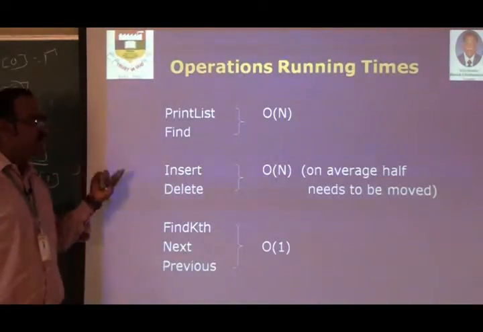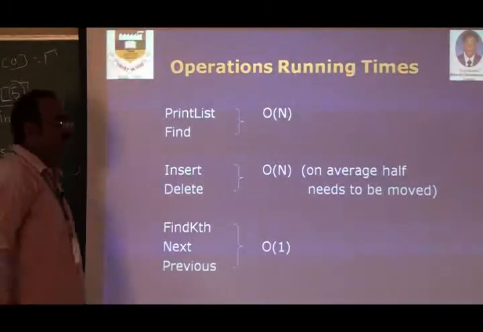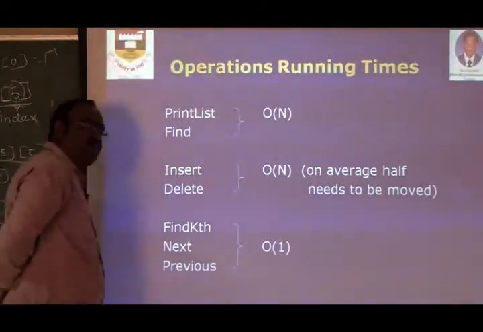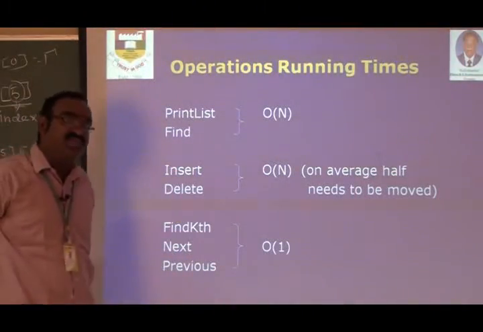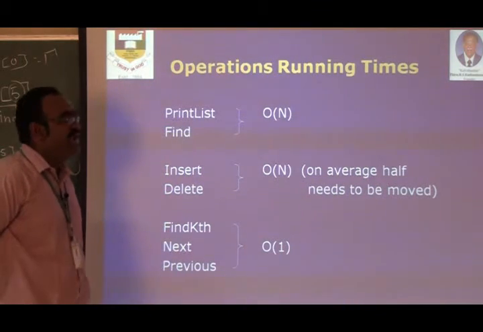That is printing the list, find, insertion, deletion, find the position, next and previous. So what happened? This is big O. It's a notation given for the optimization of the execution. So when the program is executed, we can notate it via O. So n is the size of the array.